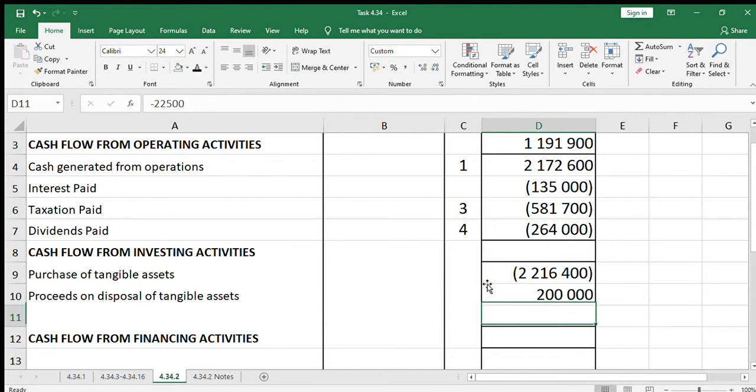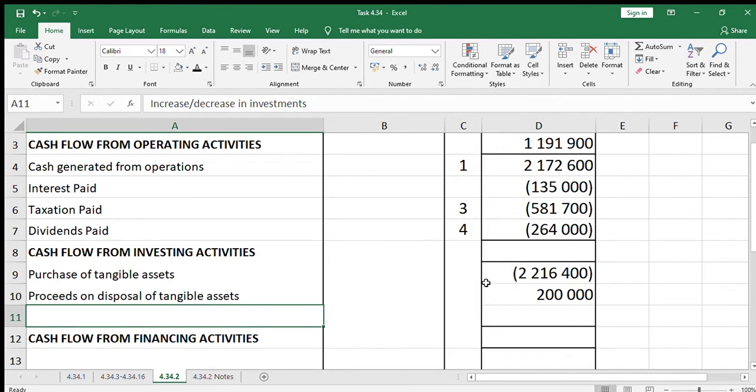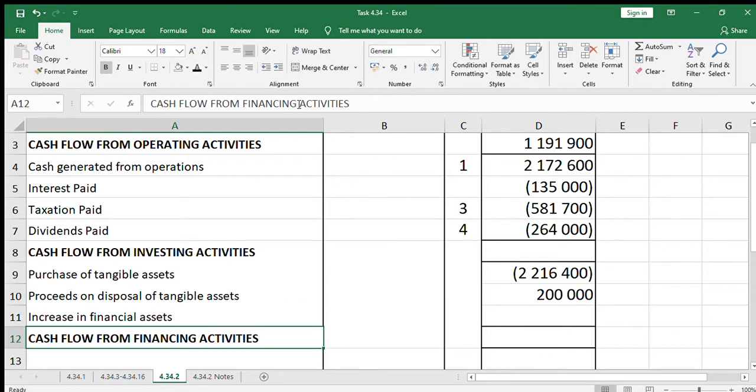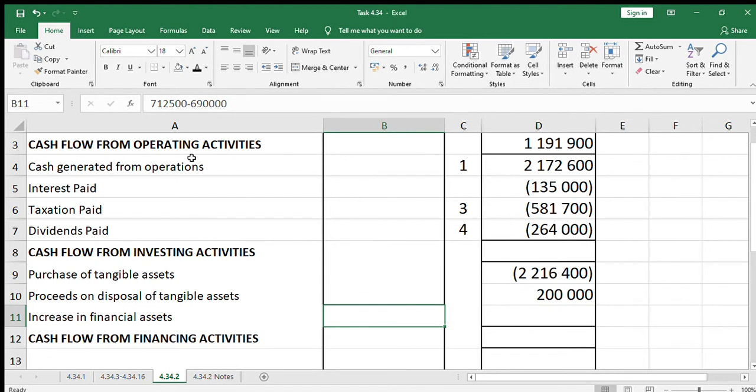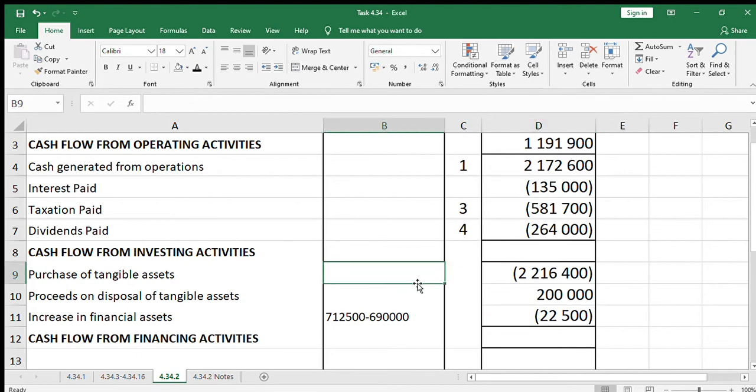Moving on to investing activities. We've done the tangible assets. The next thing to worry about is the fixed deposit or the financial assets. If you look at your balance sheet, there's actually been an increase in the financial assets, so it's an increase in investments. An increase in the financial assets means that the company actually invested more money, cash left the business, so it will be an outflow on the cash flow statement. Then our calculation will be 712,500 minus 690,000. You just put the answer in there.